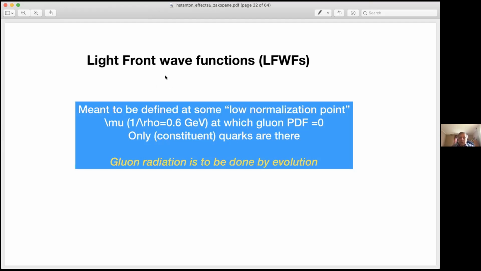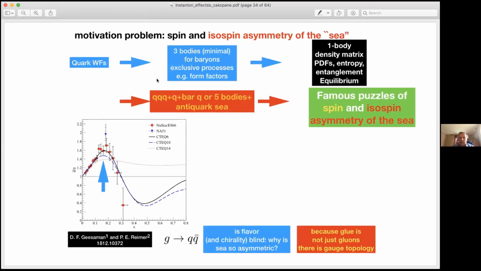The question, however, is that to use this, boosting to the light front is technically very challenging, because what is potential in one frame can be particles in another frame. And it would be nice to have a Hamiltonian directly on the light cone, and from that calculate wave functions, and from them calculate all these matrix elements, which we call PDFs and everything else. PDFs are not matrix elements, they are a traced density matrix.